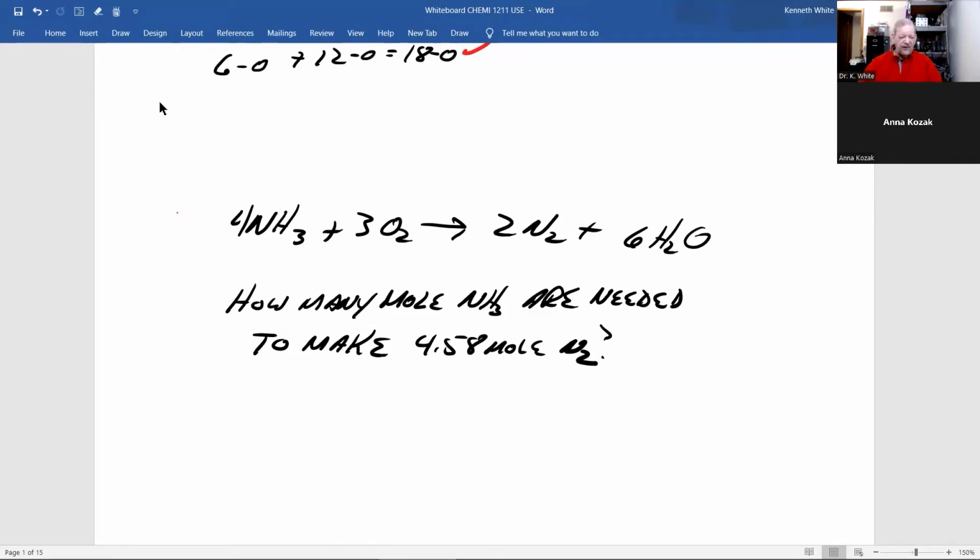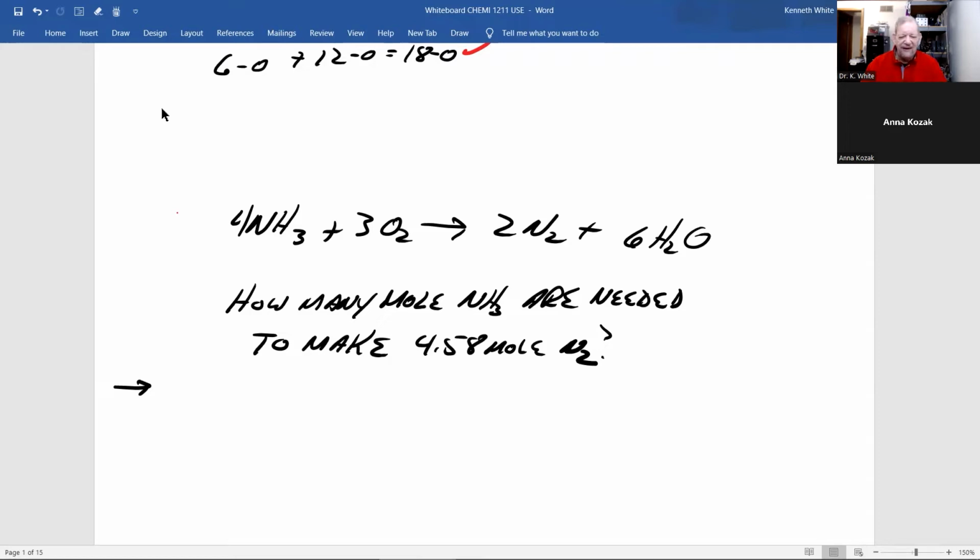All right, let's take a look at this problem. How many moles of ammonia are needed to make 4.58 moles of nitrogen? All right, right here, your turn first. What are you being asked to find? What are you given? And when you figure that out, just that first part, give me a thumbs up.